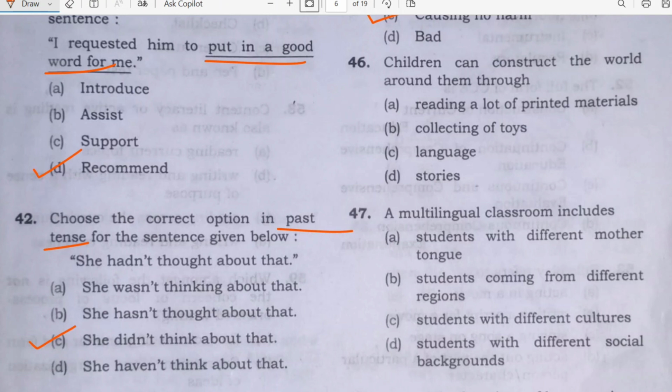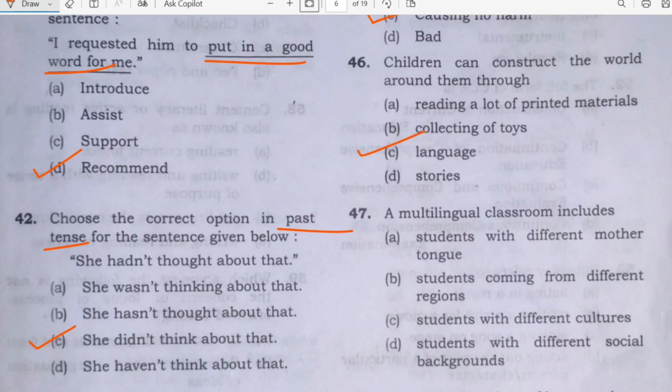Children can construct the world around them through what? Through reading a lot of printed materials, collecting of toys, language, or stories. So you have to see a technical word here. You have to find out the technical word. So what according to you is the most technical word here? See, reading a lot of printed materials is a simple word. Collecting of toys, very simple. Stories also very simple. So language.